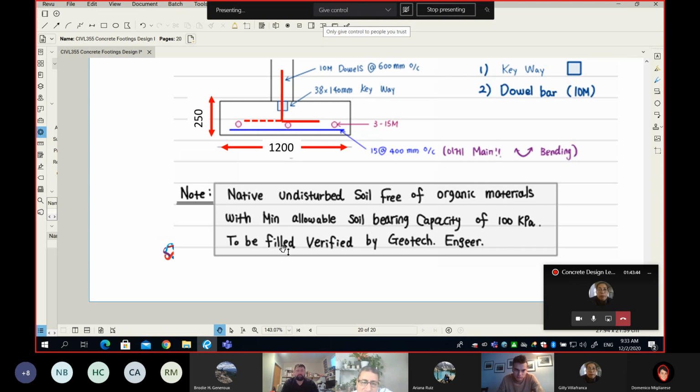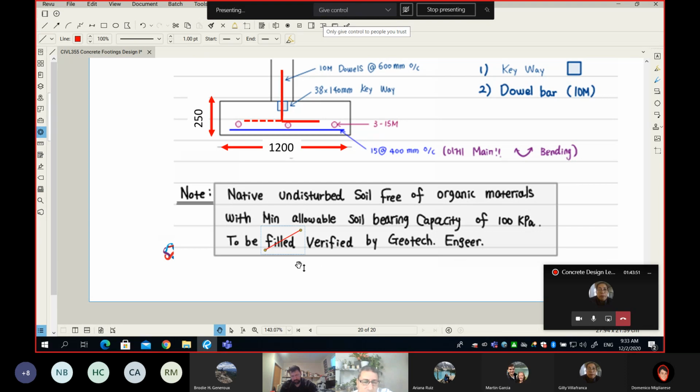This is wrong. This is not "field," it's "field verified by geotechnical engineer." So this will be field verified by geotechnical engineer.